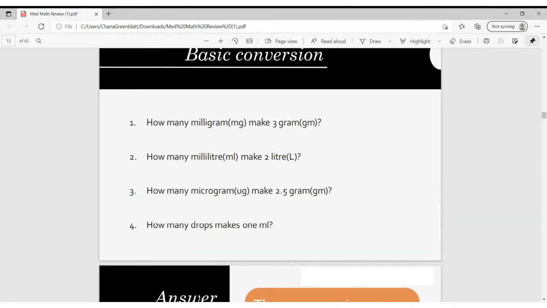So again, how many micrograms does 2.5 grams make? Think about this question. What do I have and what do I want?